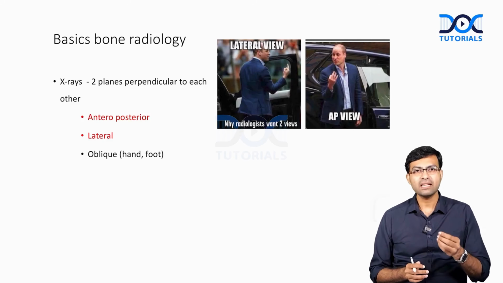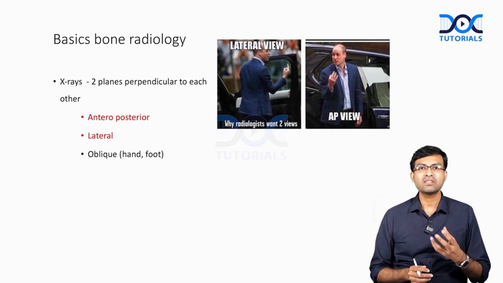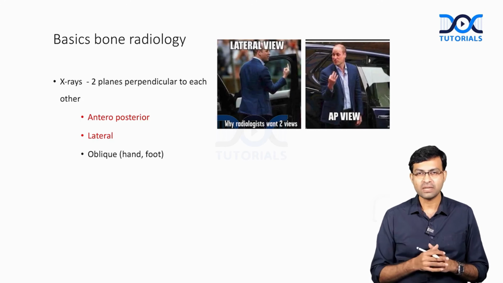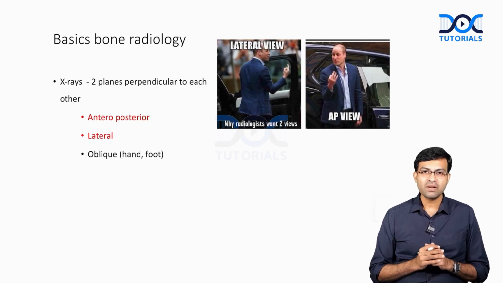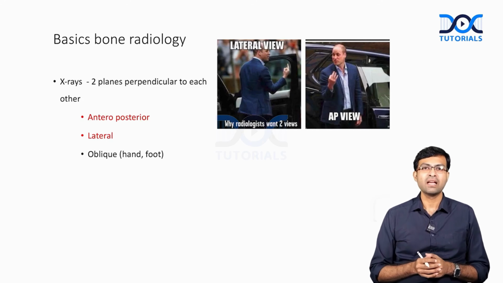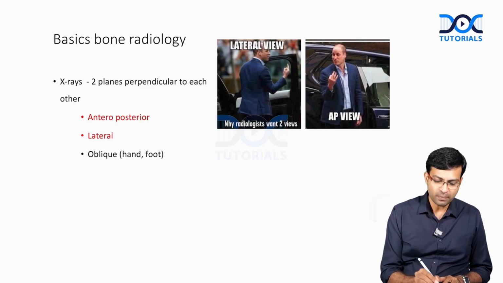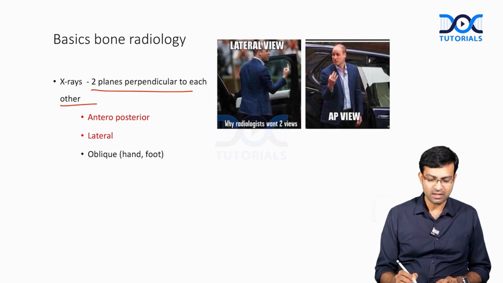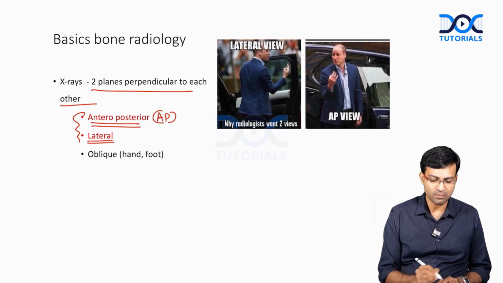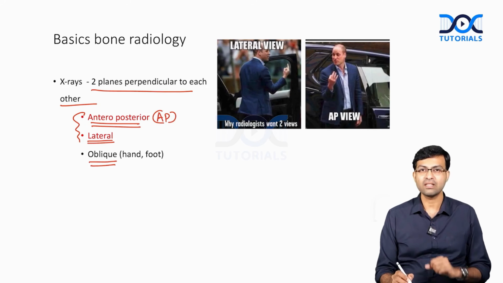Now let's quickly see the basics of radiology in orthopedics. Again, this will be helpful when we learn the subsequent chapters. Whenever we are taking X-rays for any injury or for any diagnosis, we have to take two planes perpendicular to each other. Generally, we take an anteroposterior or AP view and a lateral view. This is the general principle. Rarely, we can also take oblique views, especially in the hand and the foot.